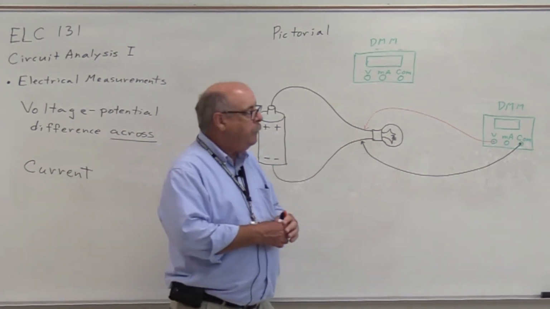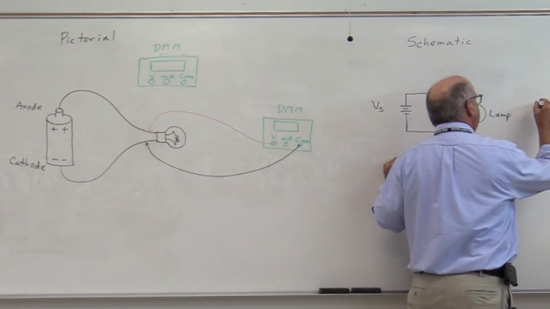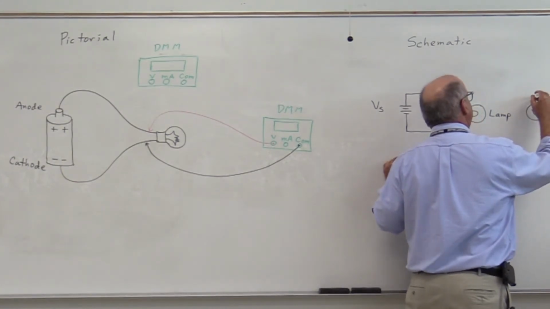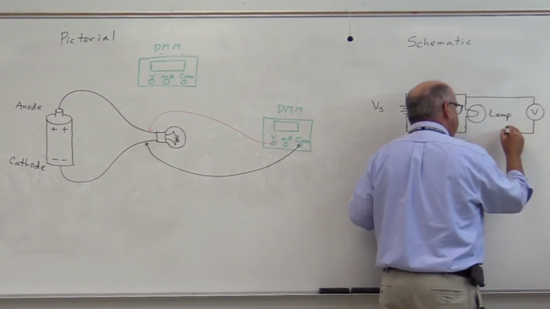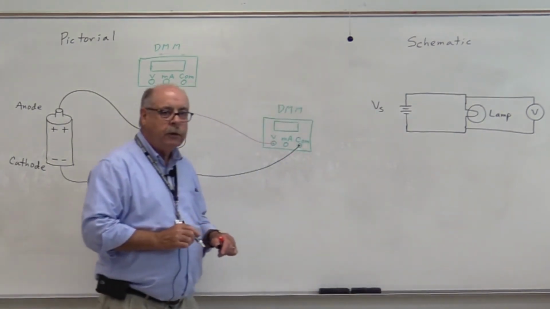Now, if we want to represent that schematically, our voltmeter is represented with a circle and the letter V inside of it, and the connecting points are simply lines back to the circuit.